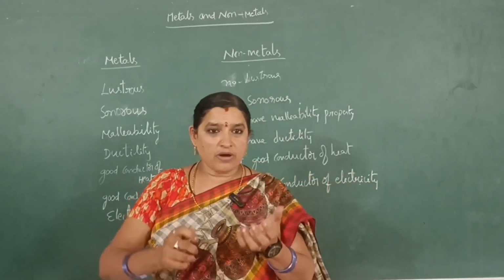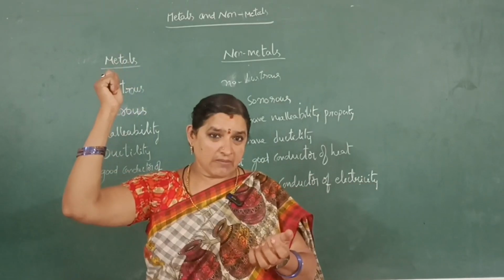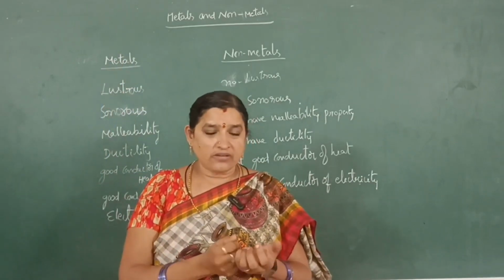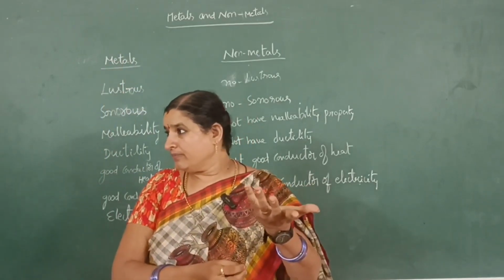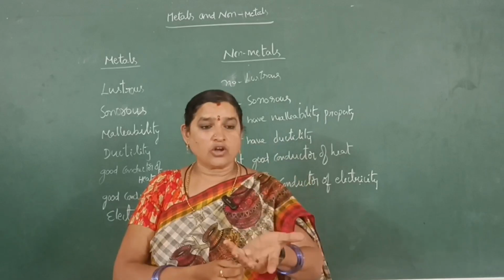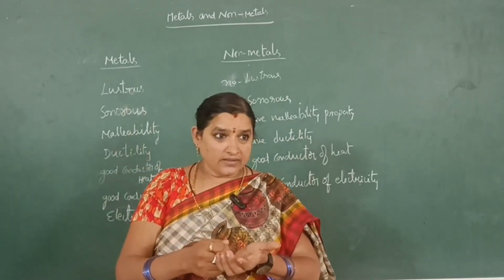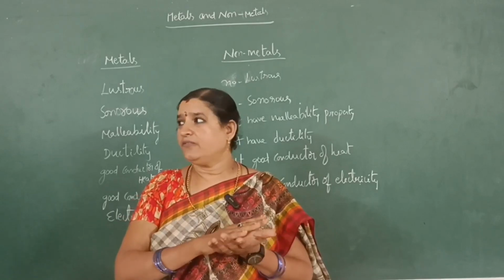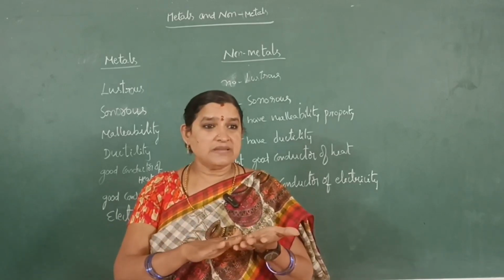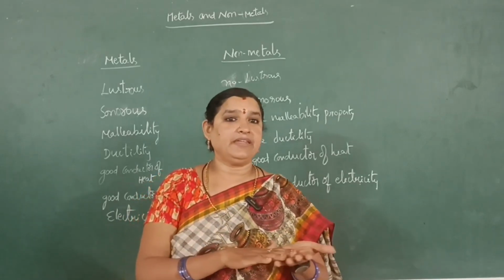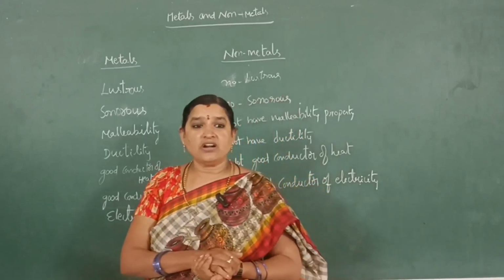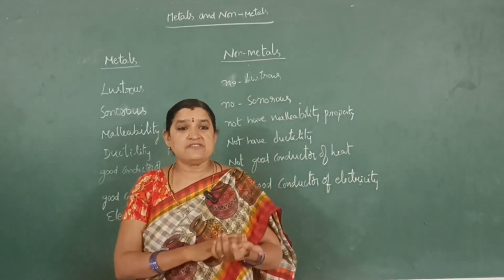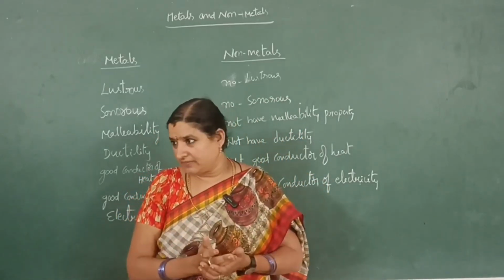Suppose a clay ball, if you hammer it with a hammer, what will you observe? It becomes like a powder. But if you take a metal, either copper or aluminium, and hit it, it flattens. That flattening is called malleability. The property is called malleability, which means we can make it into foils.